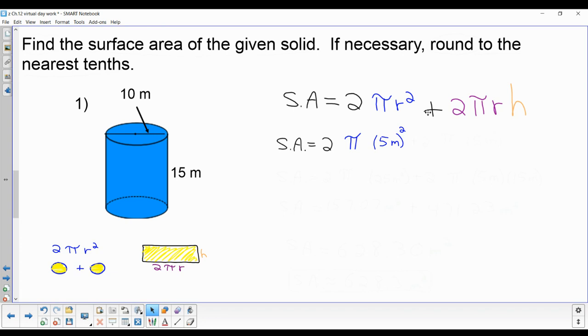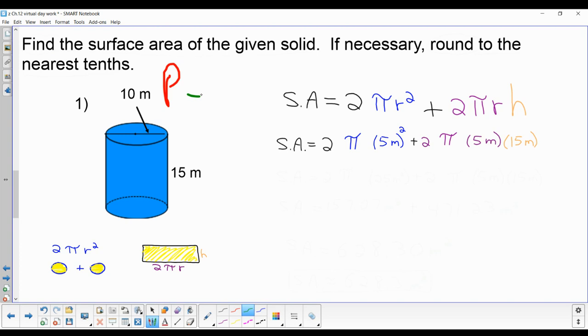The squared stays. Copy the plus sign. Copy the 2. Copy pi. We have the radius again, which we just said was 5 meters. And we have the height of the cylinder, which if we look at the cylinder is 15 meters. So we wrote the formula, we plugged into the formula. Now we're going to solve using the order of operations. The order of operations says first do things that are in the parentheses, so P for parentheses, but we have nothing inside the parentheses we can do.